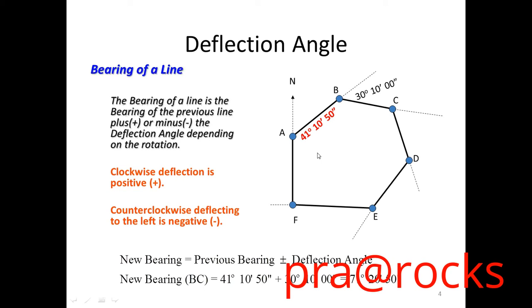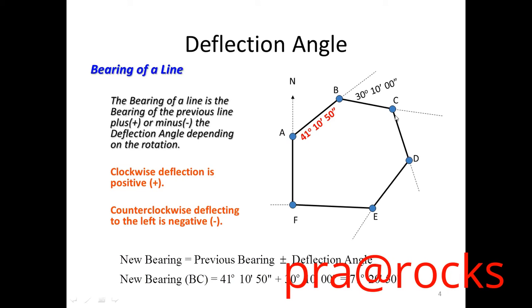For us to actually find the bearing of BC, we have to be given a bearing, which is given in red here for AB, 40°10'50", and we're given a deflection angle also. In some cases, we have to find the deflection angle, but that comes again in further lessons. Because we are deflecting clockwise, this deflection angle is positive. If we were deflecting the other way, it would be negative.